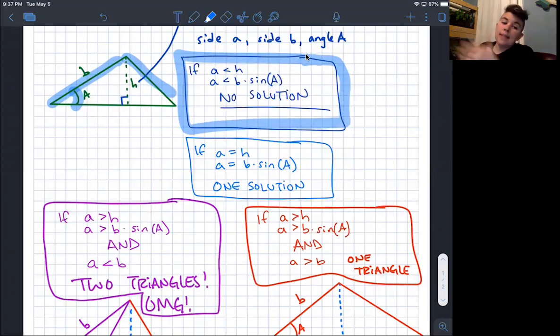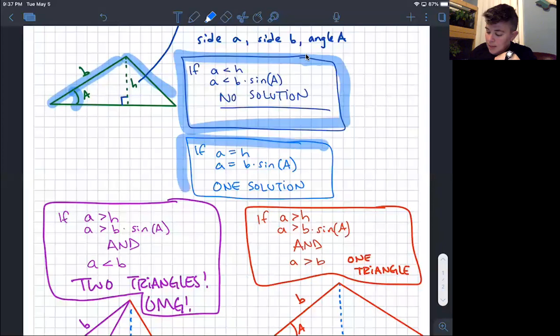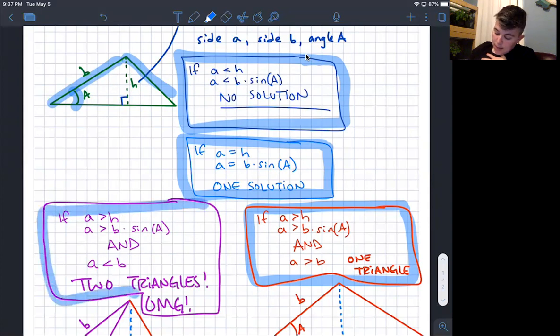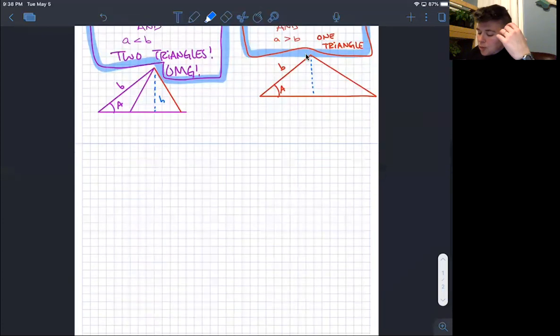If A is less than the height, A is less than B times sine of A, no solution. If it's exactly equal, one solution. If it's greater than the height and also greater than B, so A is the biggest side, the side opposite the angle, there's only one triangle. If it is bigger than the height but smaller than the other side, that's two possible triangles.